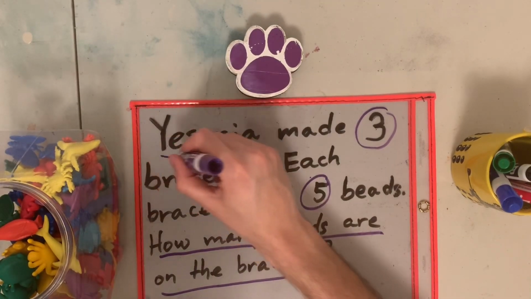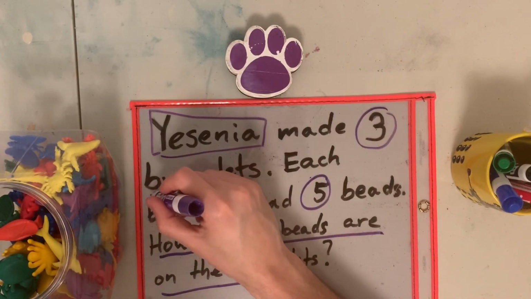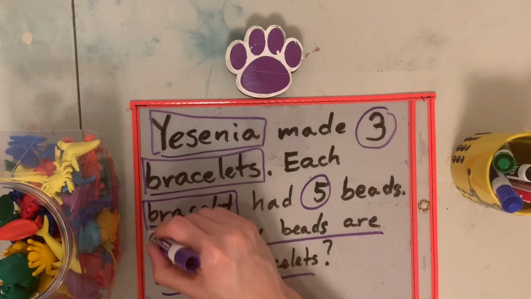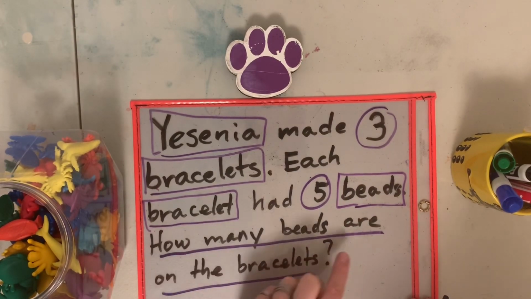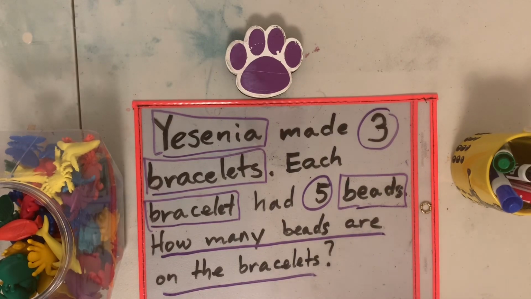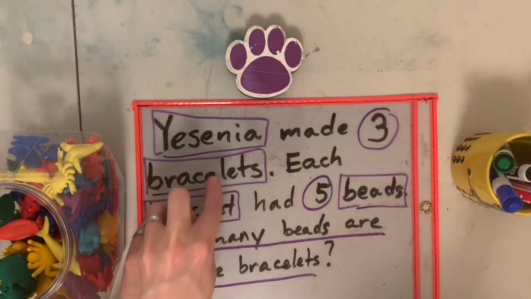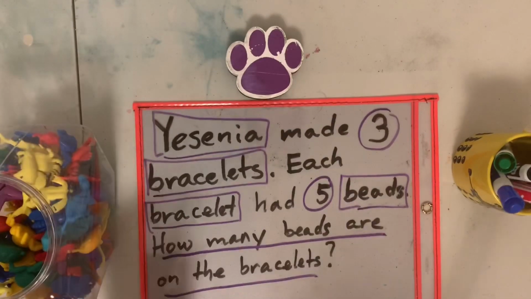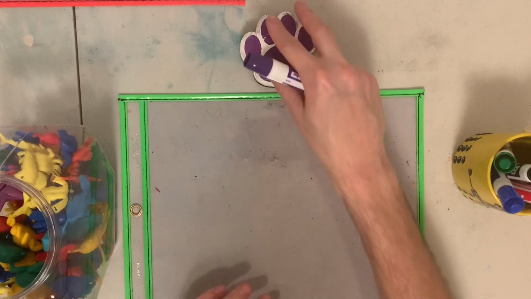So, we're talking about Yesenia. She's the main character and she has 3 bracelets. Tiene 3 pulseras. Y cada pulsera, each bracelet had 5 beads. The question is, how many beads are on the bracelet? Okay, so if we pay attention, let's group with the toys. We're going to do 3 bracelets and each bracelet has 5 beads. Y voy a utilizar los juguetes para hacer este trabajo. Miremos aquí. Vamos a acá arriba.